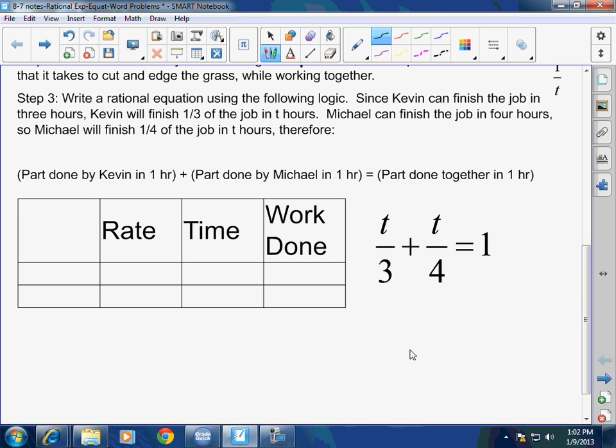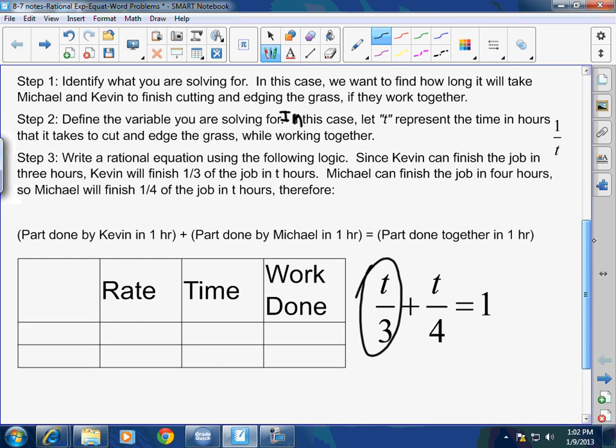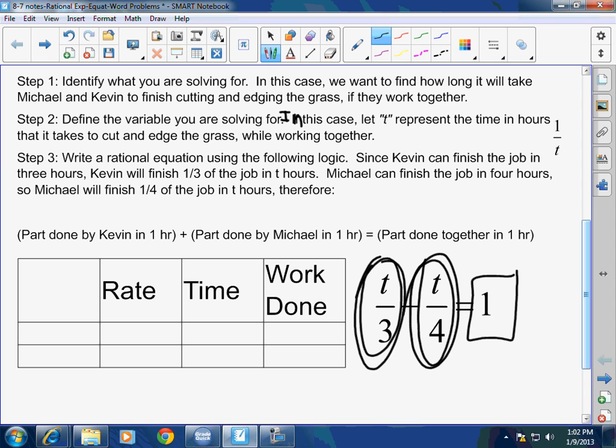So what's happening here is the part that, who was it, Kevin or Michael? Who does it in 3 hours? Kevin. Okay, Kevin's part plus Michael's part gives me one complete job. Michael's part plus Kevin's part gives me one complete job.